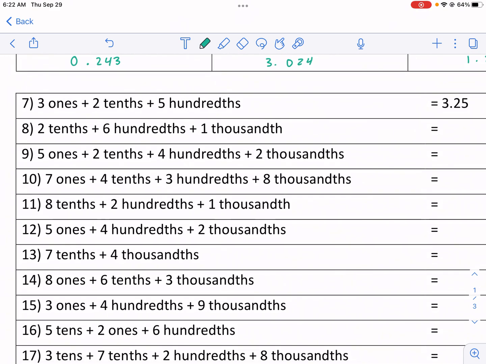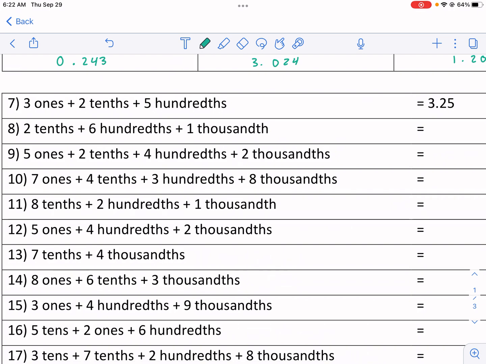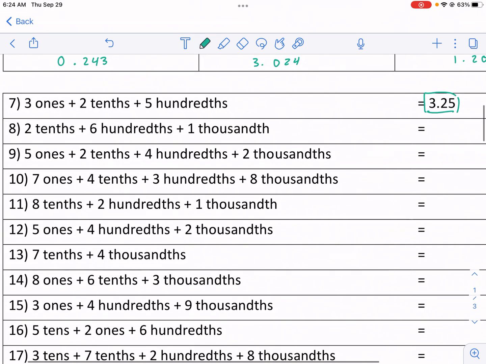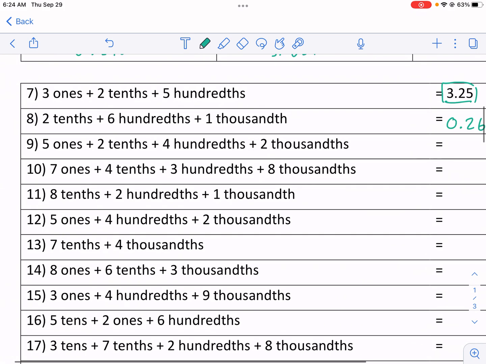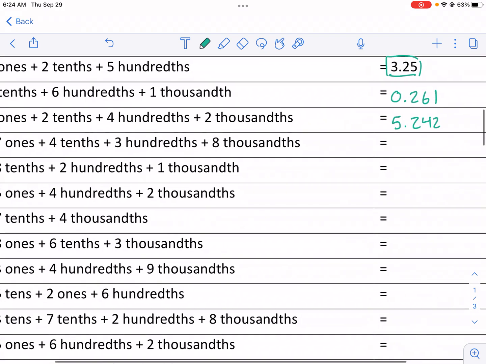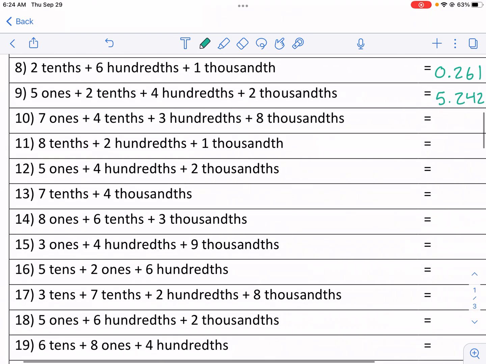So for number 8, number 7 is our example. We have 3 ones, 2 tenths, and 5 hundredths, which is why it's written as 3.25. Next one, number 8, is 2 tenths. Notice how it doesn't say the ones place. So if we have no ones written, we need that 0. 2 tenths, 6 hundredths, 1 thousandth. So that's going to be the answer for number 8. Number 9, we have 5 ones, 2 tenths, 4 hundredths, 2 thousandths. So 5.242.